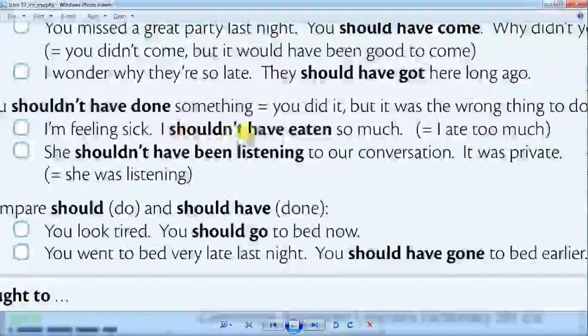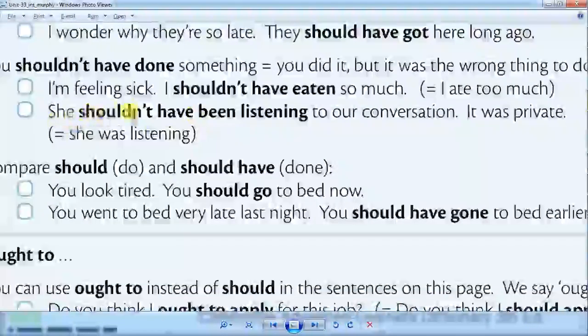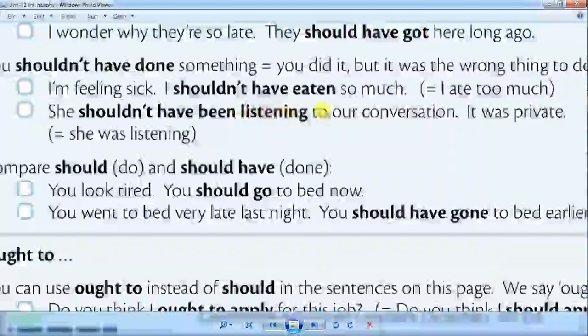I'm feeling sick. I shouldn't have eaten. I shouldn't have drunk so much. Okay, she shouldn't have been listening to our conversation.